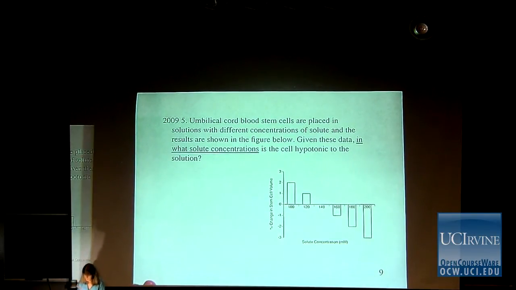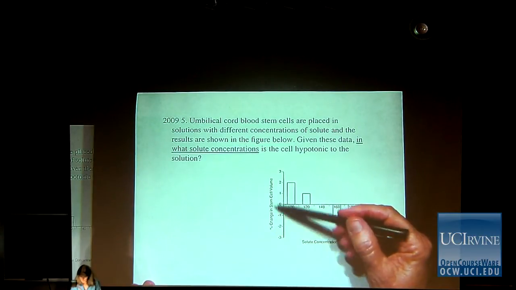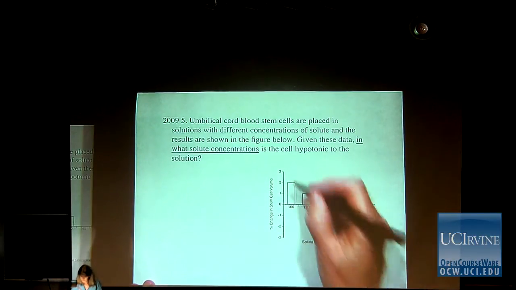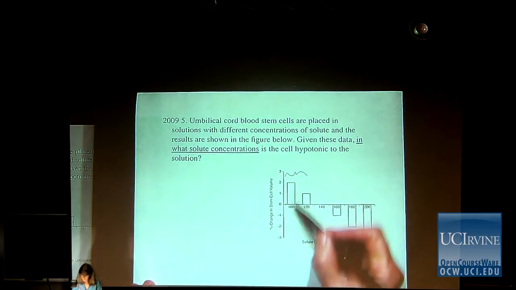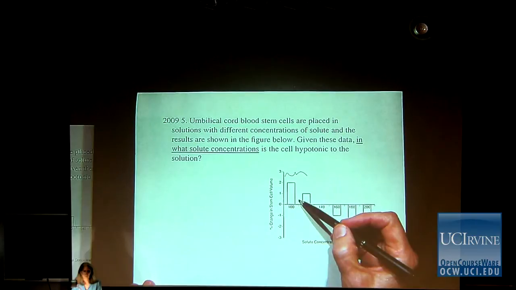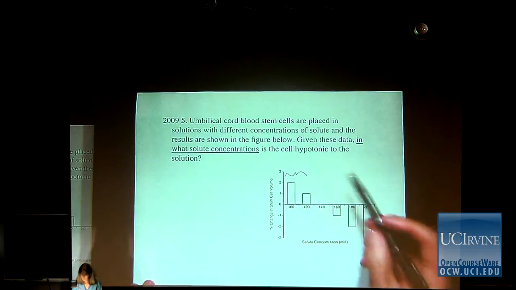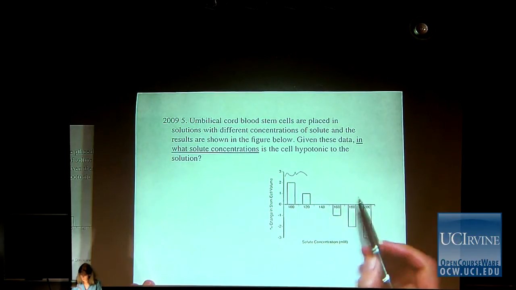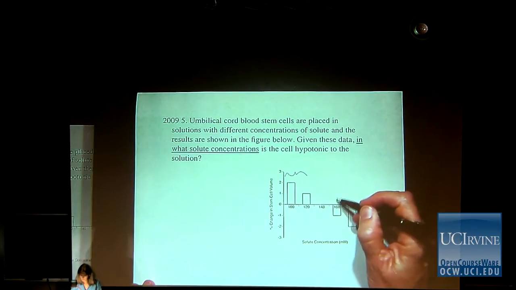I look over here on this graph, and I'm going to put things into groups. Here we're looking at the percent change in stem cell volume. I see we have one group where the cells get bigger. So water must be doing what? Going in or out of the cells? In. We have one group where there's no change, and one group where the cells are getting smaller.